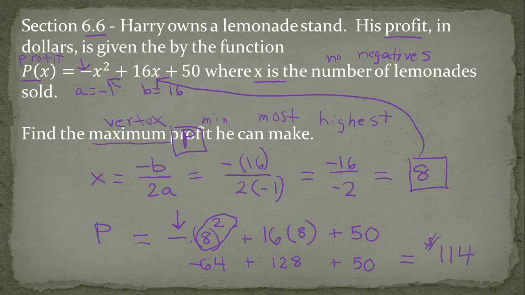So the answer you would select is that the profit, the maximum amount of money Harry can make, is $114. So if they ask for profit, make sure you choose profit, not lemonades. This one.